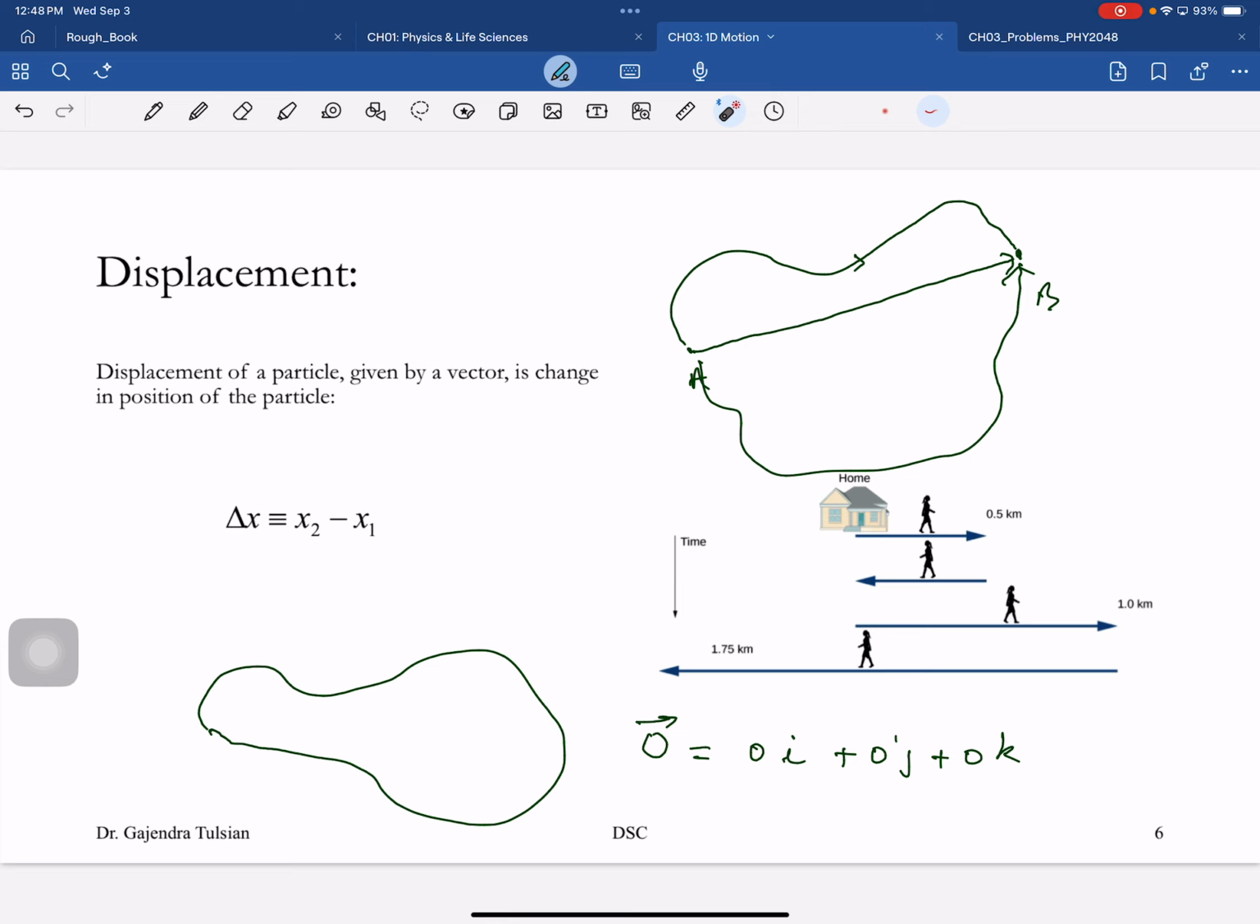All right, so everybody understands this. Now we'll come to one dimension. In one dimension, you're traveling in a straight line. So you start off here and end up there, that's your displacement. You start here, end up there, that's your displacement. Let's say you start here, go there, and come back here. What is your displacement? This is your displacement.